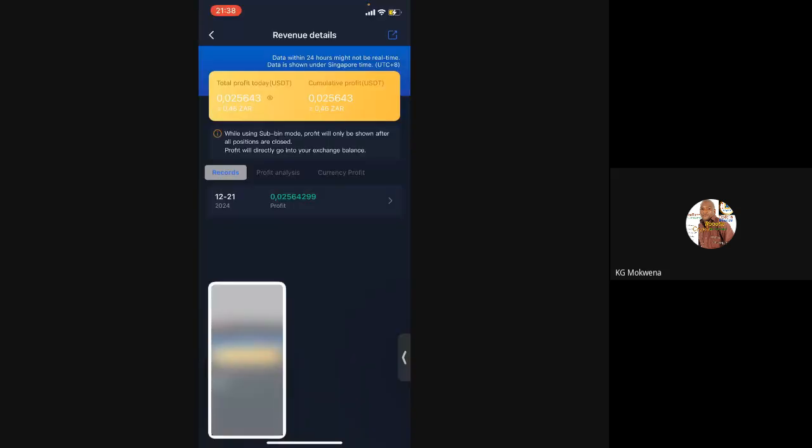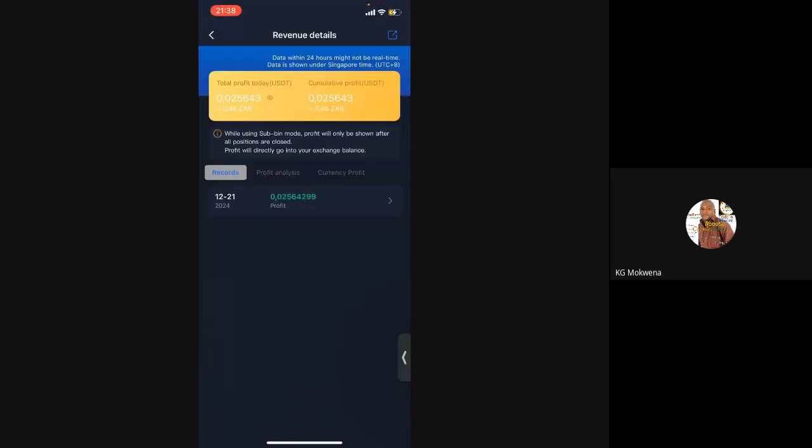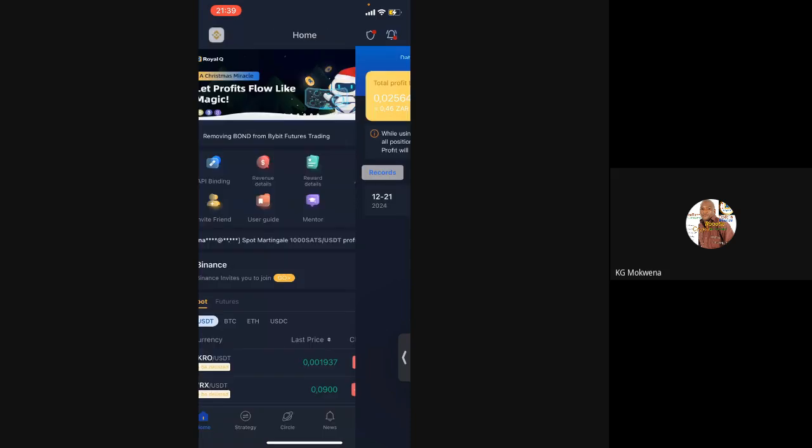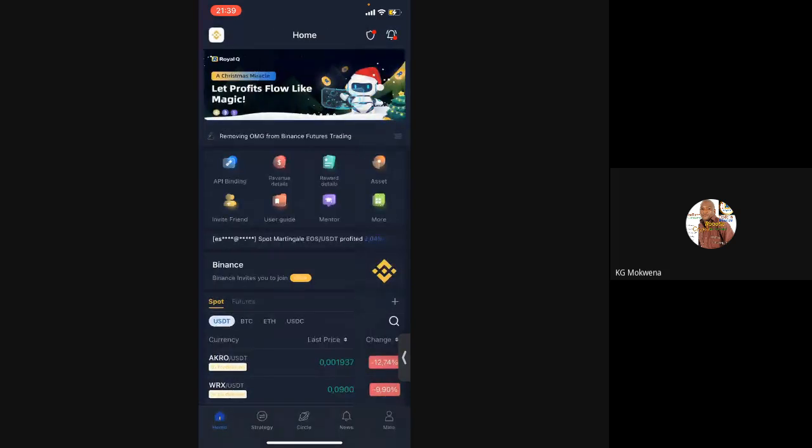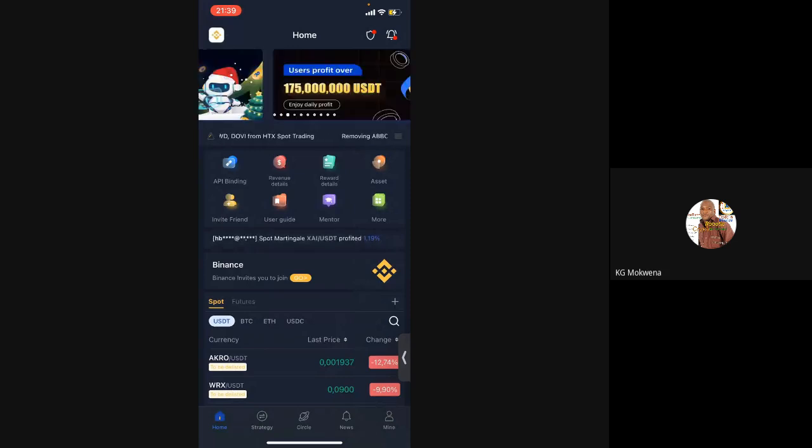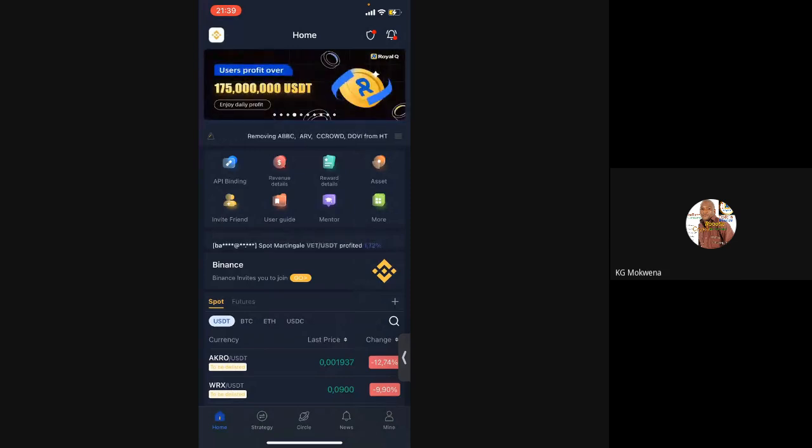So now let's go and show people the gas that was deducted against this profit. Let's go to mine again, or even on home we can see it. On home, can you see where there's asset above more? More to the right, assets, of revenue? Yes, asset. Click there.